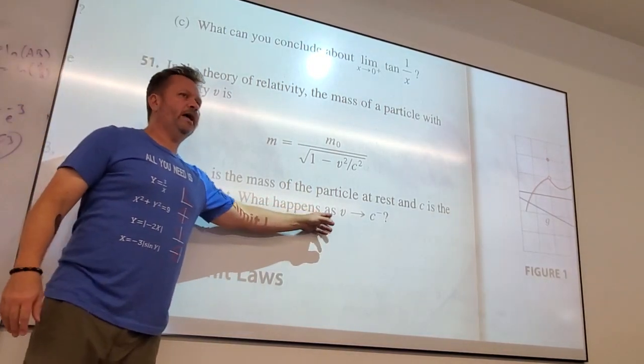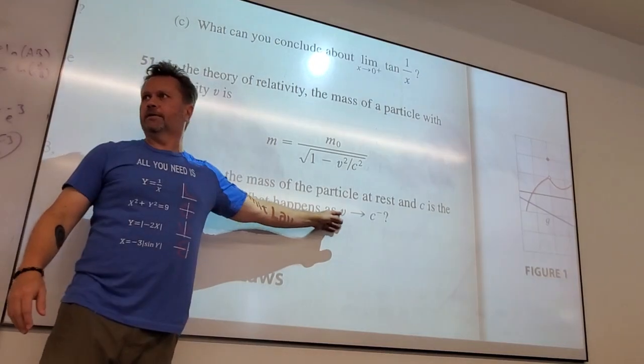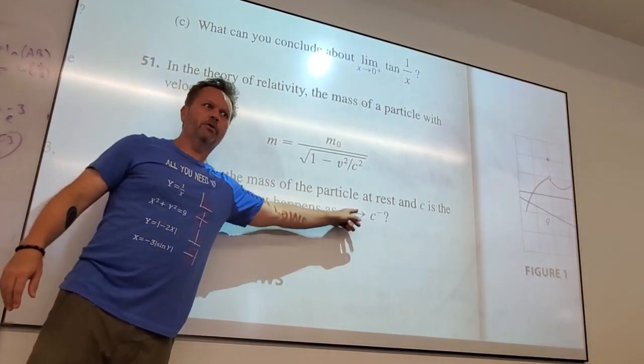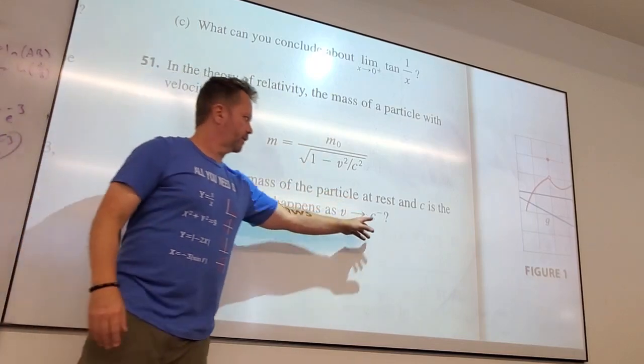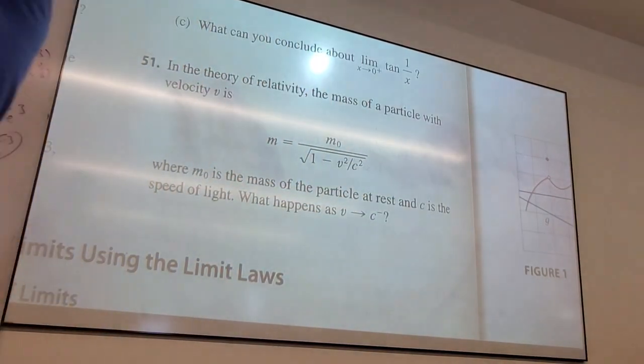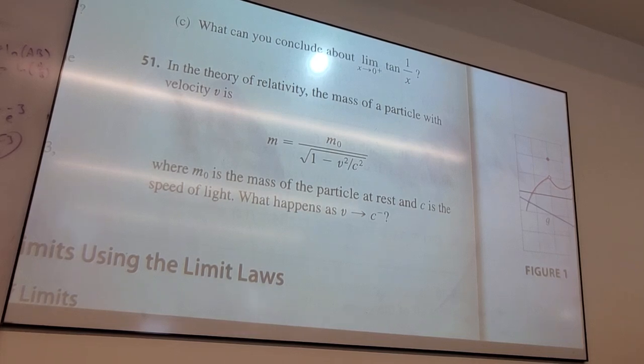So the question is, what happens as my velocity approaches the speed of light? And notice they put a little negative here. Why has it got to be that way? Can you approach the speed of light from above the speed of light? No. The speed of light is essentially the speed limit of the universe. I won't get into it. There are theories where that's not exactly true, but we'll leave it at that.